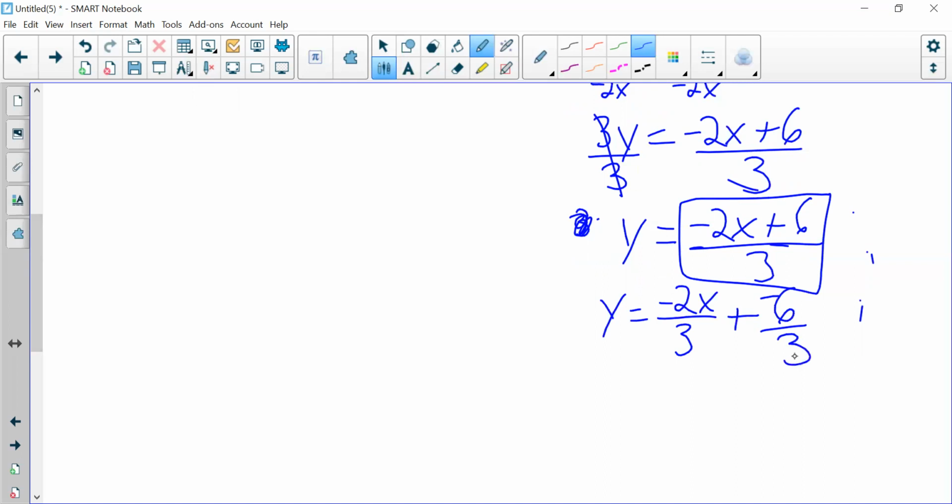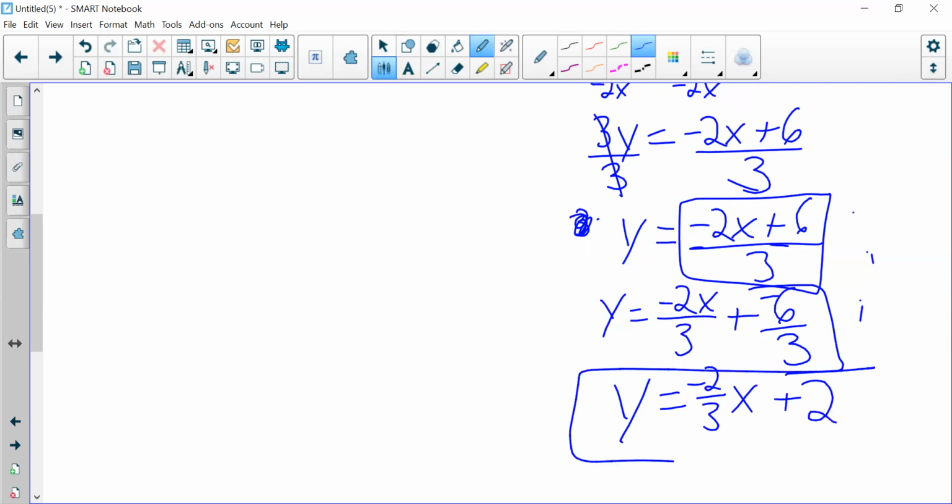Why would I want to do this? Well, do you see right here? 6/3. What is 6/3? It's 2. We can reduce it. We always want our algebraic expressions, we always want our answers to be as simple as possible. So this is negative 2/3 x plus 2. And this is the answer that we're looking for.